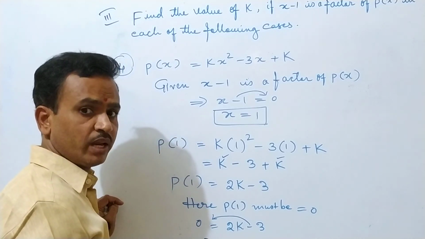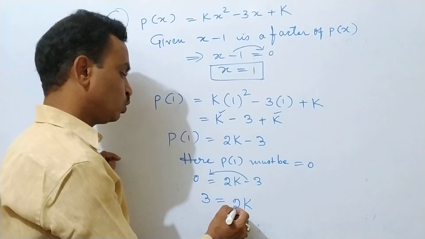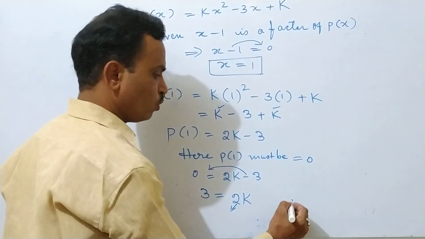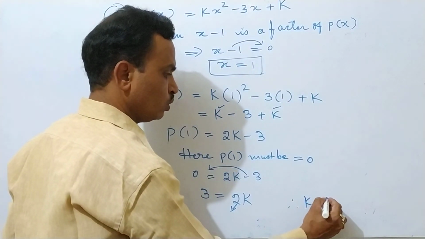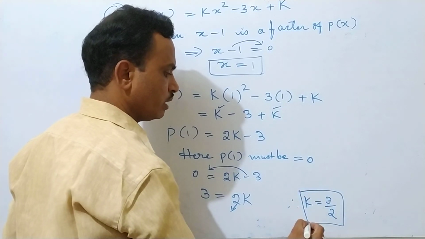We want the k value here. So 2 we take to the LHS side, it goes to the denominator. So therefore k is equal to 3 divided by 2. So the k value is 3 divided by 2.